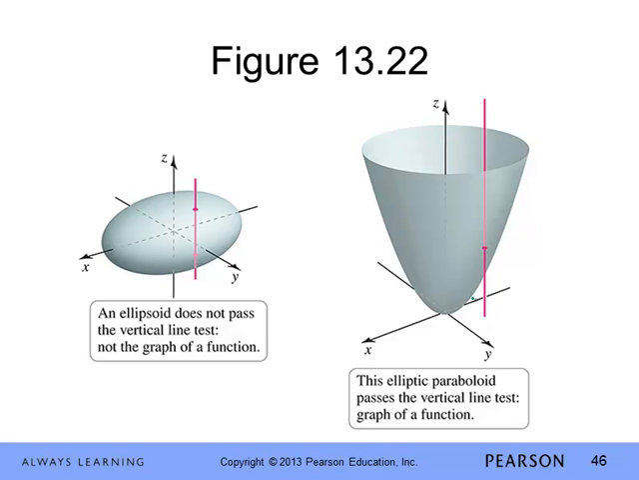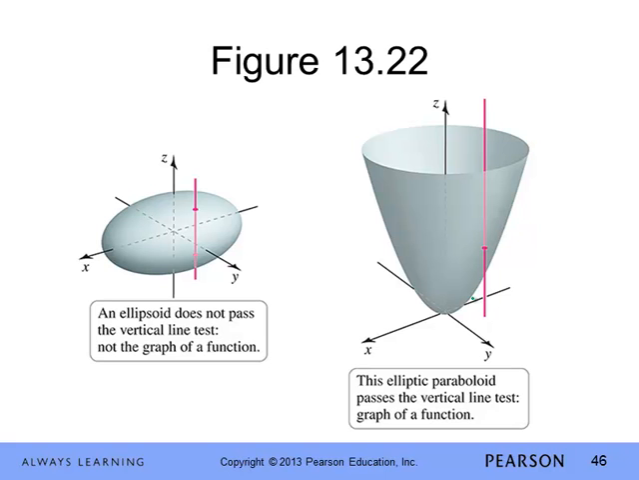Remember the vertical line test from algebra? If the graph at any point hits a vertical line at two or more places, then the graph is not the graph of a function. And the same will apply here. The ellipsoid is not the graph of a function.